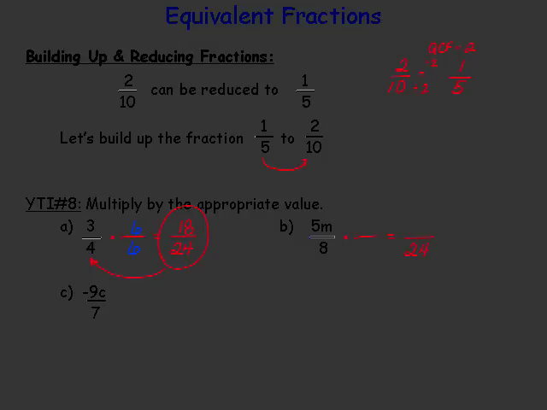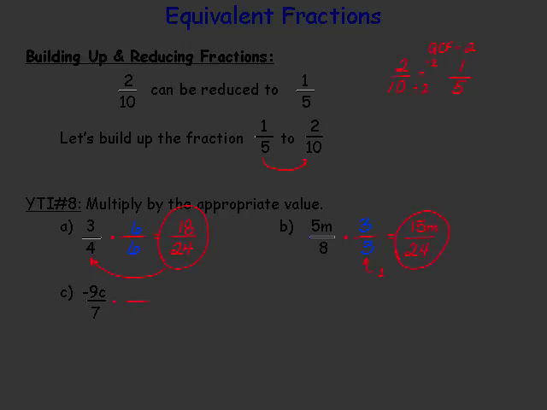Okay, so what do you have to multiply by? 8 times what gives you 24? Well, 3. If you multiply the denominator by 3, you also must multiply the numerator by 3. Okay, because as long as you're multiplying by a value of 1, you're not going to change the original fraction at all. Okay, so what is 5m times 3? Well, that's 15m. And there's your answer.